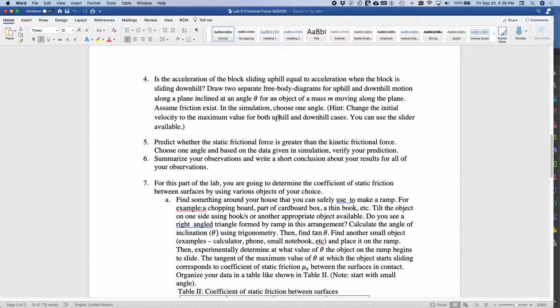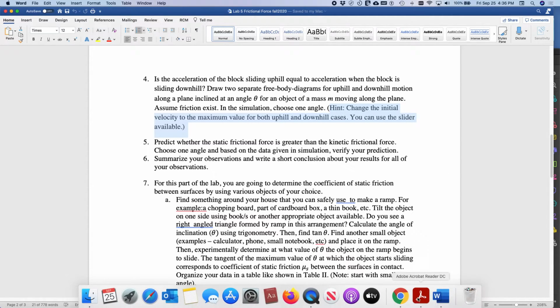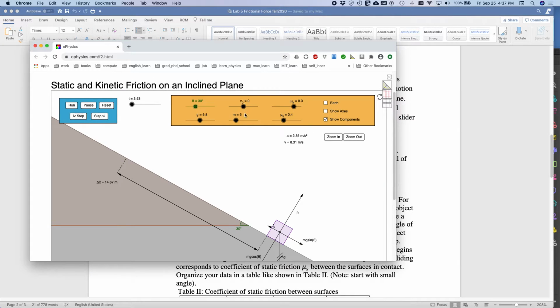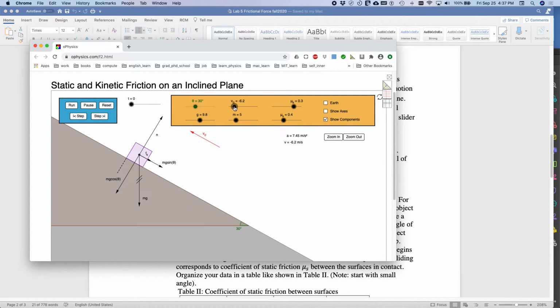Now for the simulation, a hint is given, so I think students will also know how to do this since they are told here. Change the initial velocity to the maximum value for both uphill and downhill motion. You can use the slider. Instead of keeping it at 0, let's keep it positive. It's going downward here. That's the positive side, and then let's run it and pause it.